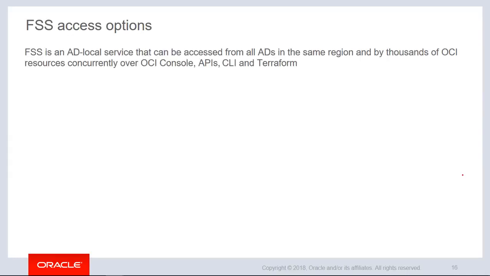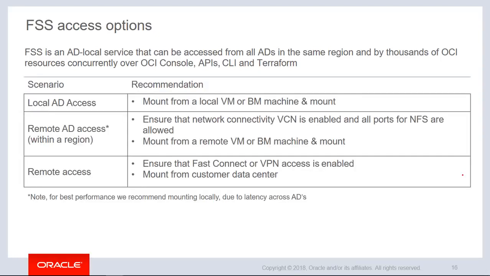Now let's look at FSS access options. We talked about this very briefly earlier. FSS is an AD-specific, AD-local service that can be accessed from all the ADs in the same region and by resources using the console, API, CLIs, Terraform, etc. So you can access it locally. You can mount it on a local VM or a bare metal machine and use your file system.